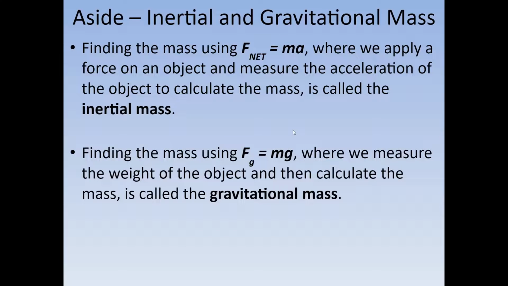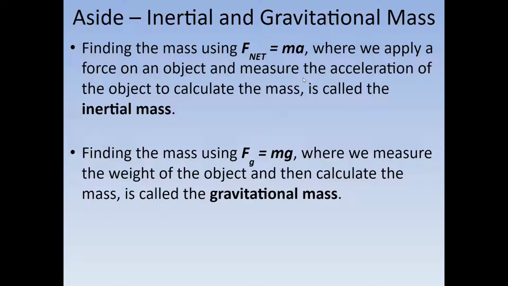Gravitational mass uses a slightly different equation, which is Fg equals mg. You may notice this is pretty much this equation. It's got a force, a mass, and a form of acceleration. This actually is a reworked version of this equation. That's how it's derived. If you recall, if you have an object in free fall, there's only one force acting on it, the force of gravity. So in this case, the net force would be the force of gravity.